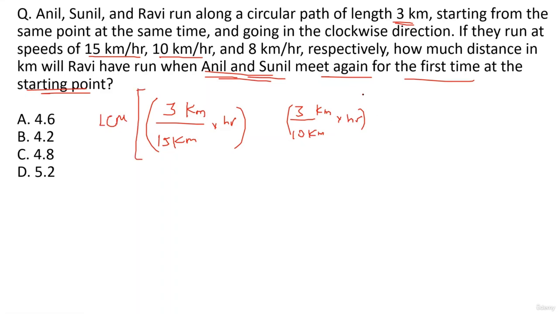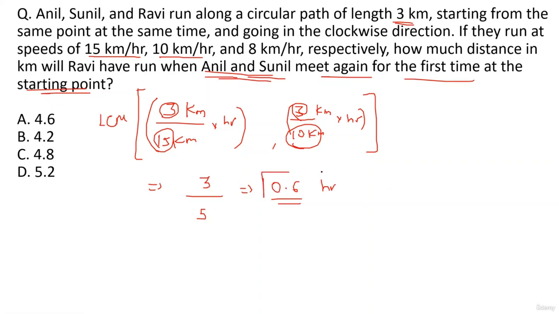Now when will both come together? They will come together when we take the LCM of these timings, right? LCM of two fractions is nothing but the LCM of the numerators, 3 in this case, divided by the HCF of the denominators, 5. 3 by 5 will be 0.6. Now in 0.6 hours both will be at the starting point together. In that time, what is the distance Ravi will travel? Ravi's speed is 8 kilometers per hour, multiplied by the time, the answer is 4.8 kilometers. As simple as that.